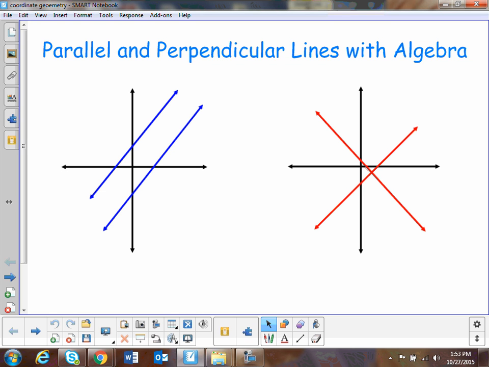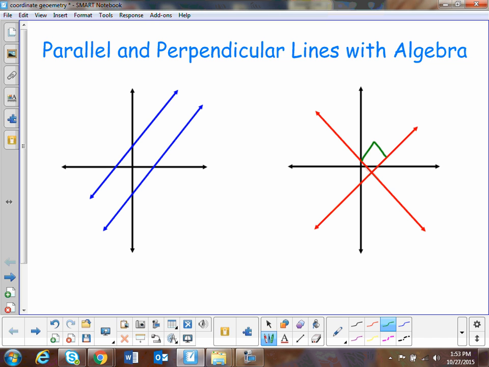Parallel and perpendicular lines with algebra. Okay, so you know parallel lines will never intersect. What is the property of perpendicular? How do they intersect? So you have a right angle there, okay?